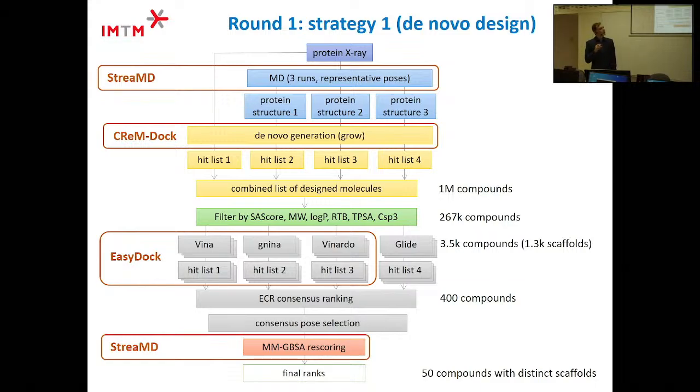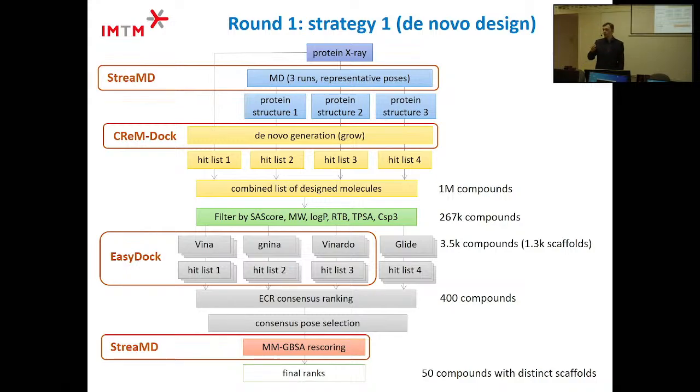And in all this pipeline, there were no human interventions. So all these steps were done purely computationally. We didn't make some manual selection or visual inspection. At least we didn't interfere in the process. So we just looked at these structures, looked at these poses, but we didn't make a decision based on our knowledge. So we selected 50 compounds, finally.